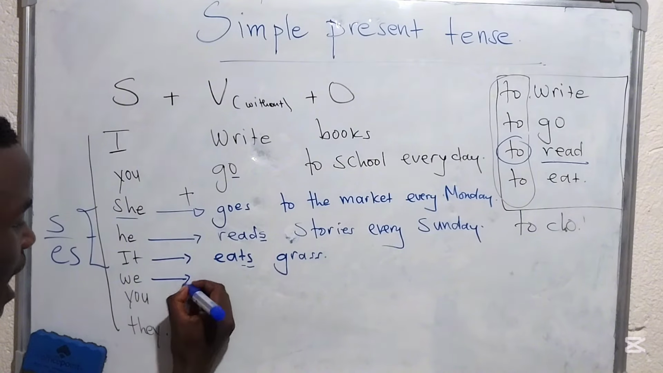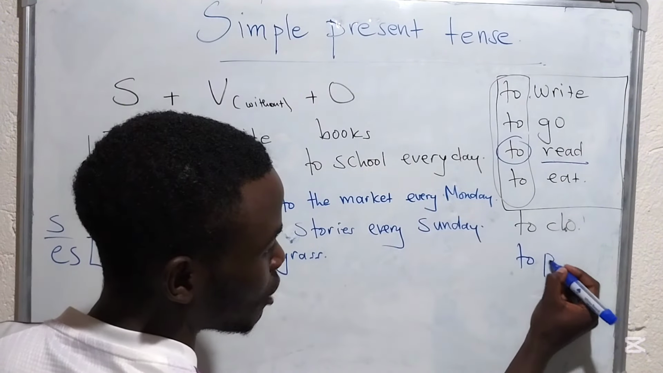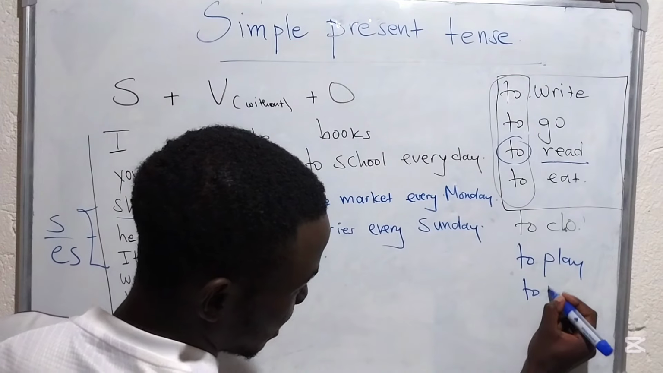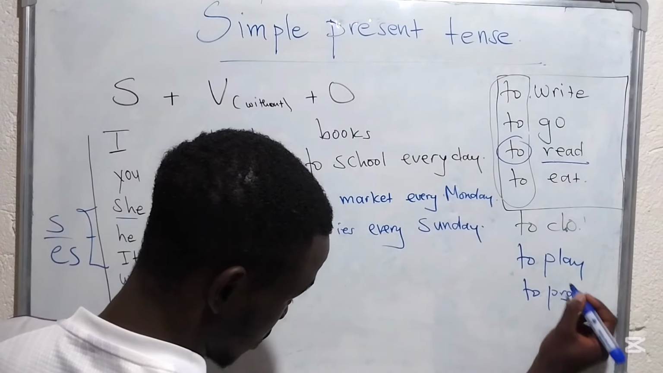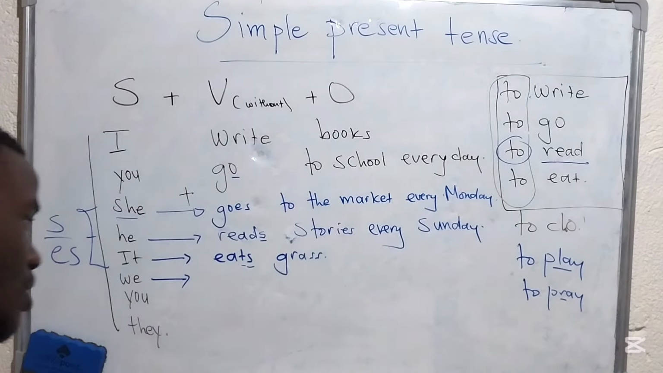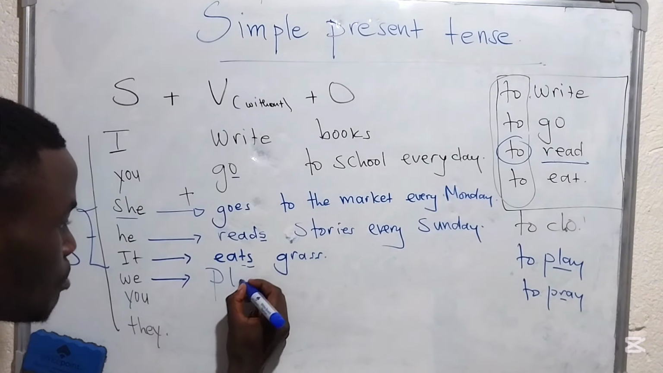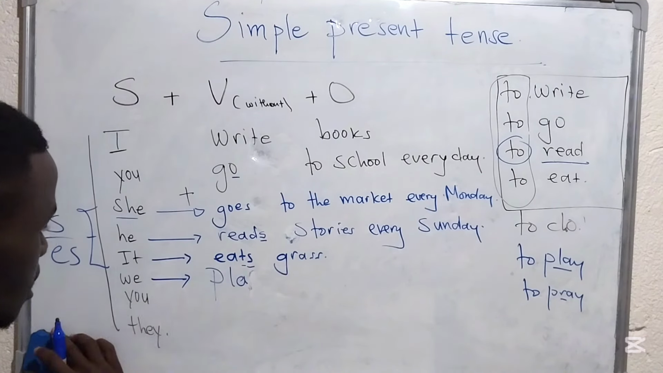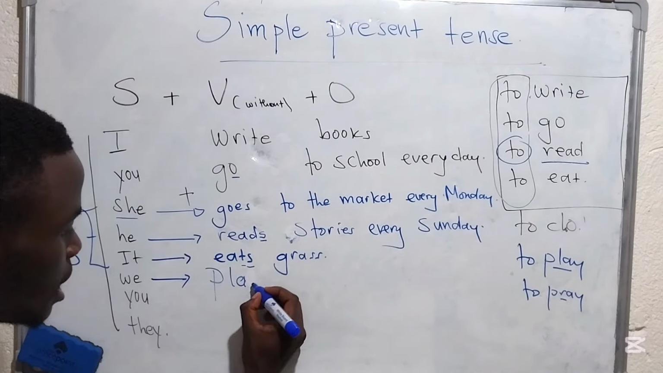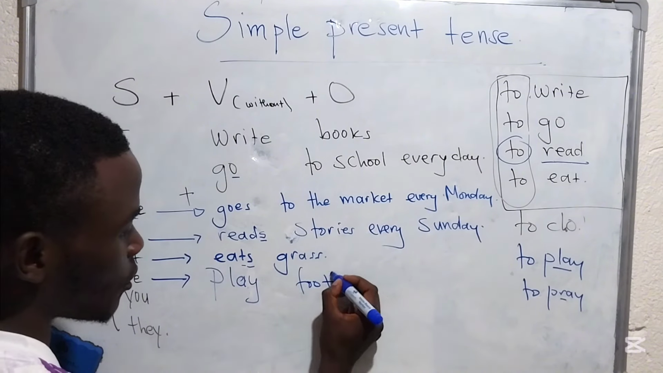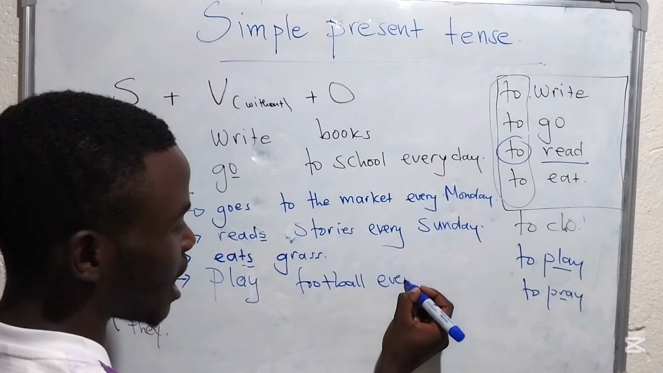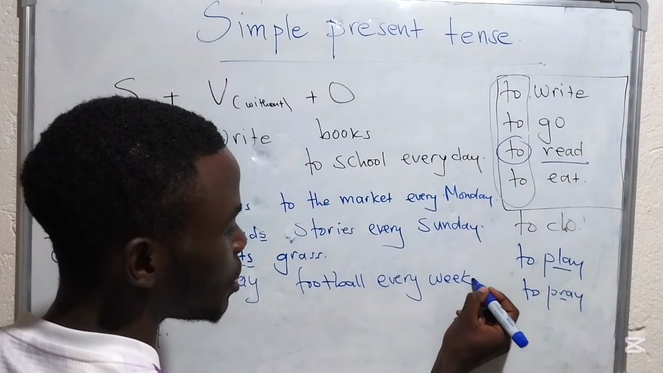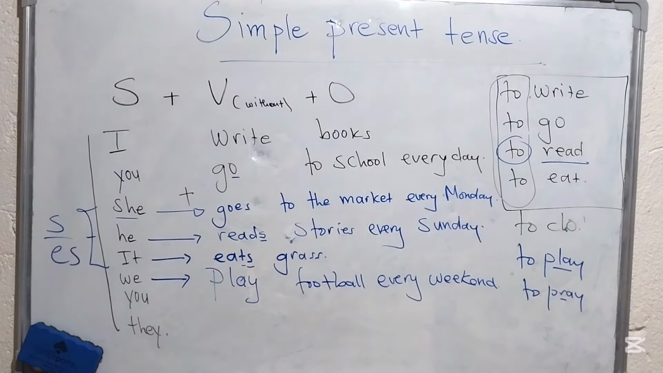Then we play verb to play here. Verb to play ivuga gukina. Verb to play with r ivuga gusenga. So we play kadukoresha gukina. We play football. We play football every weekend. Buri weekend dukina umupira w'amaguru. Verb to play. We kubera ko turi benshi. We play football every weekend.